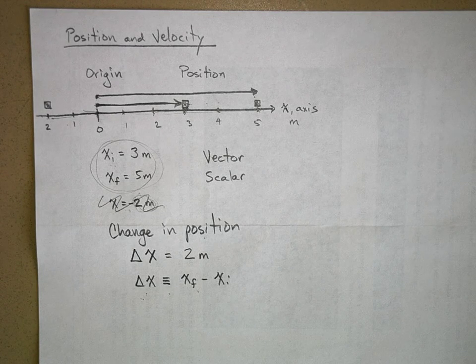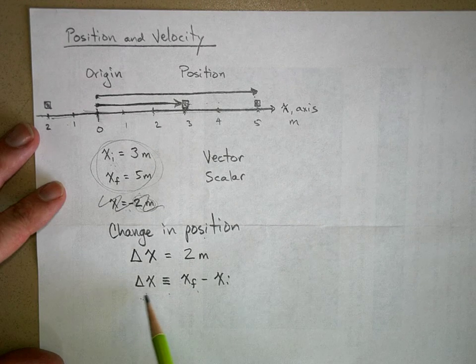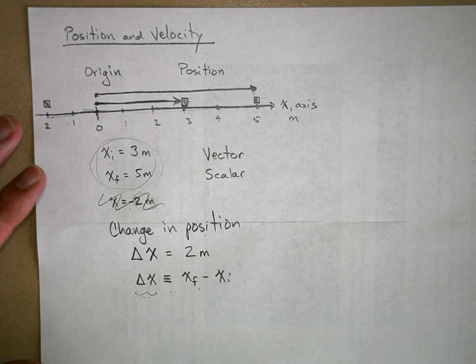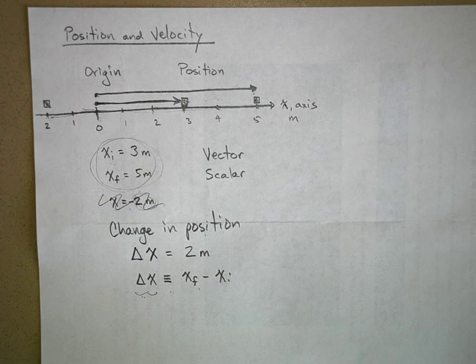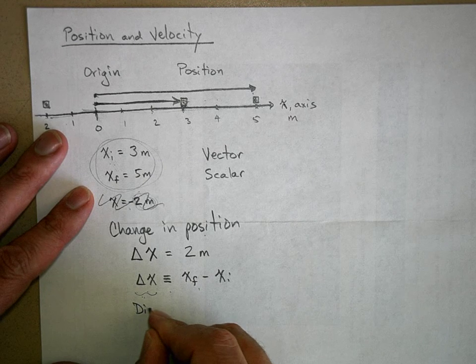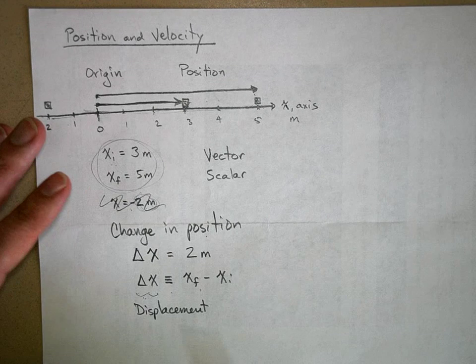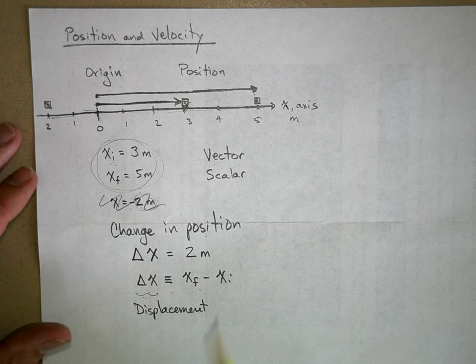So now this change in position has a name. It's also known in physics. It's called displacement. So the displacement of the object is the final position minus the initial position.